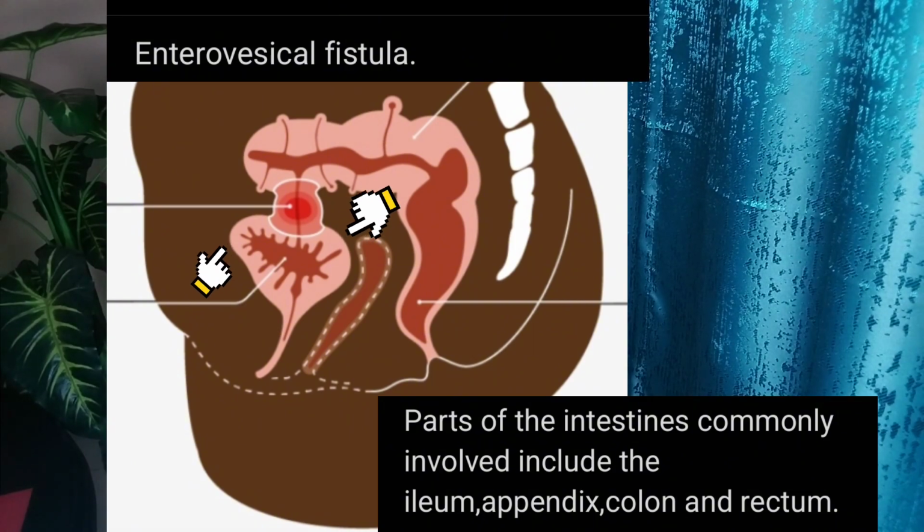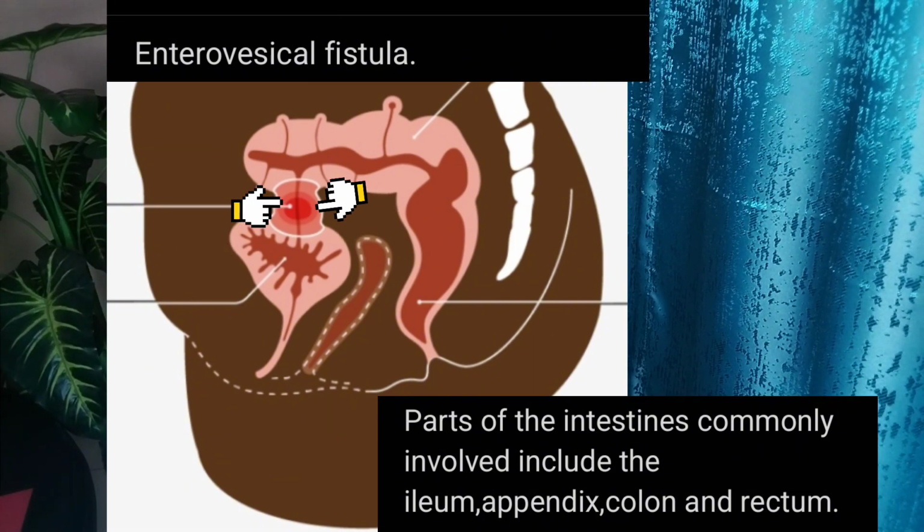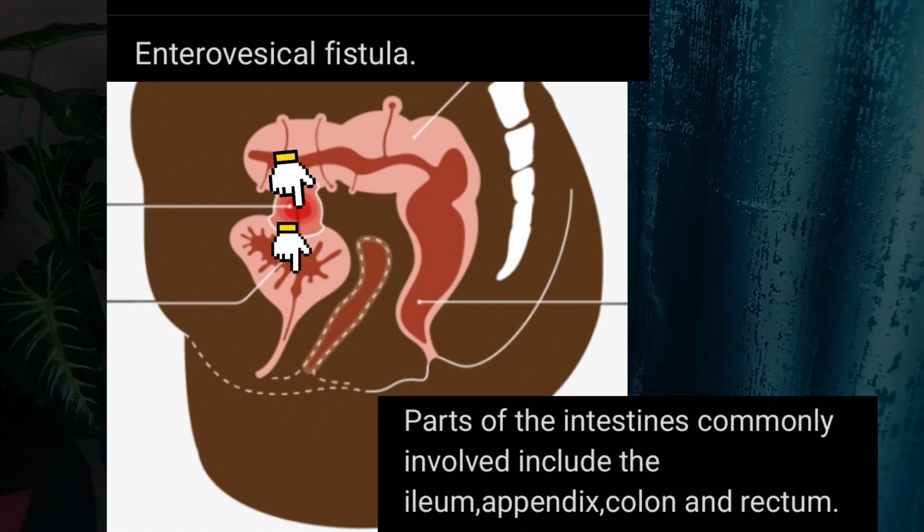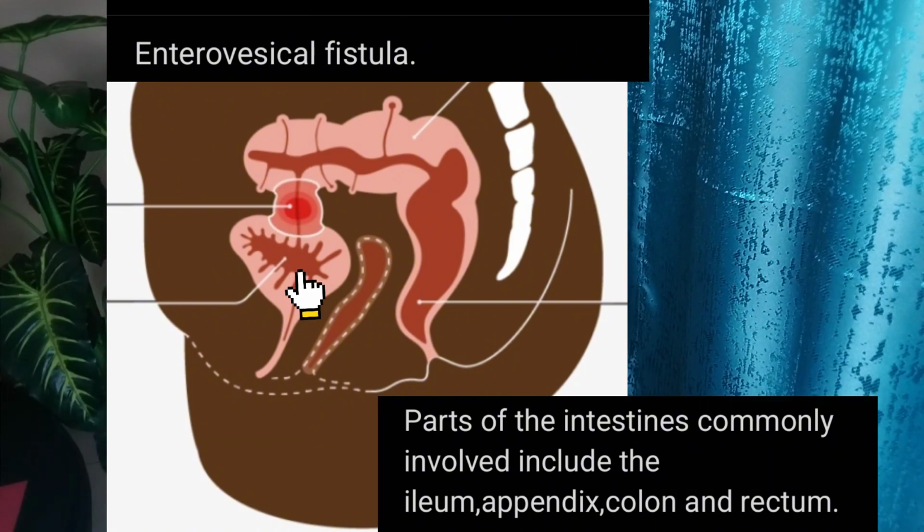This abnormal connection between a part of the intestine and the urinary bladder allows fecal matter and the bacteria to reach the urinary bladder. When the bacteria reaches the urinary bladder, it can cause a complication, that is an infection in the system that forms urine. And so the patients that have enterovesical fistulas will always present with features suggestive of urinary tract infection.